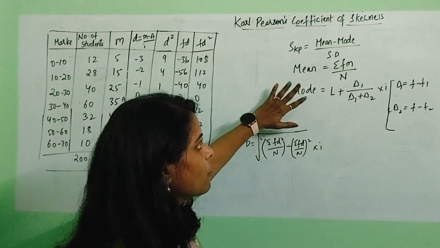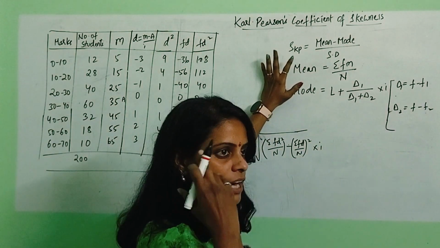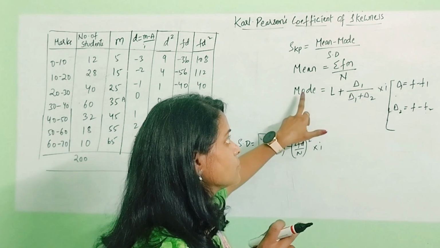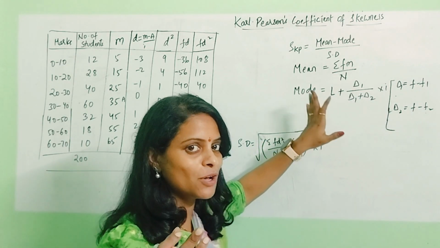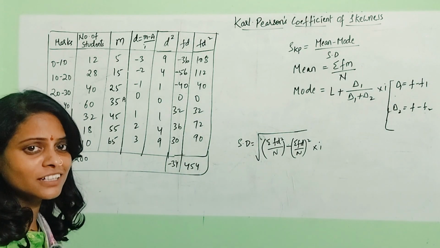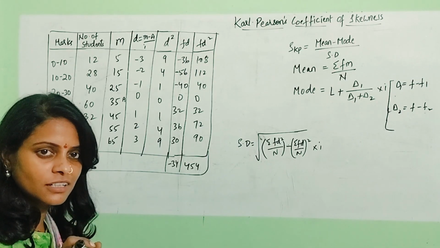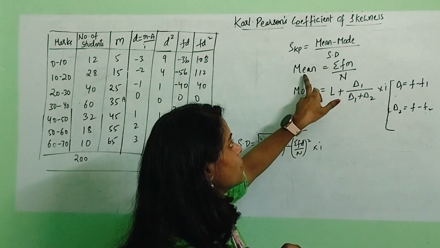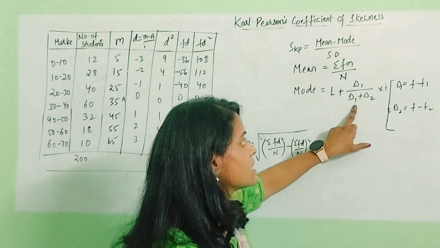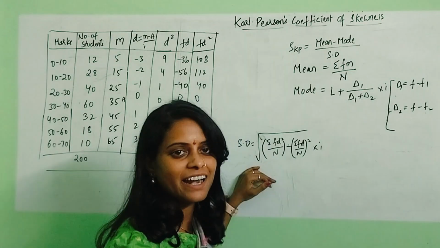So these are the formulas. We already know them, just a recap. Mean is sigma fm by n. Why fm by n? Because this is a given question, and in this question, this is a continuous series. So we need to remember the formulas of the continuous series itself. Mean is sigma fm by n, and mode is L plus delta 1 by delta 1 plus delta 2, into i. Then as usual, we have the standard deviation.